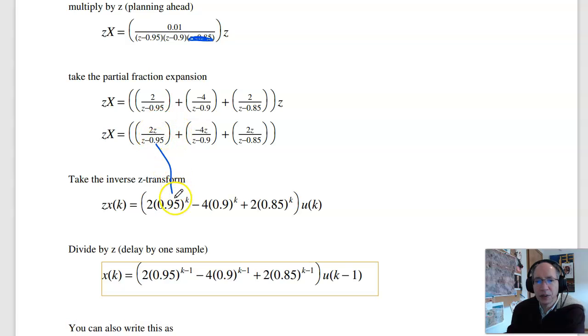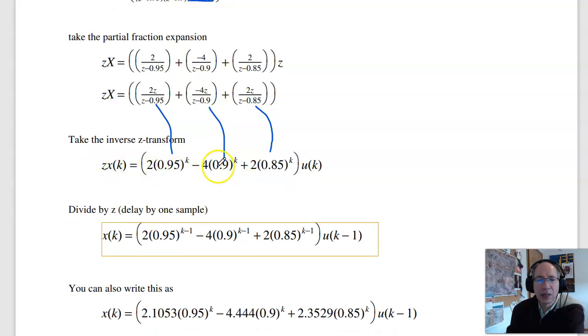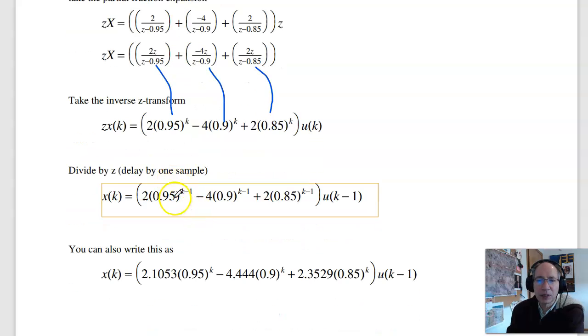This is 2 times 0.95 to the k, minus 4 times 0.9 to the k, plus 2 times 0.85 to the k. Now divide by z, that means delay by 1. So everywhere you see a k, make that k minus 1, and there's your answer. That's one way to do it.